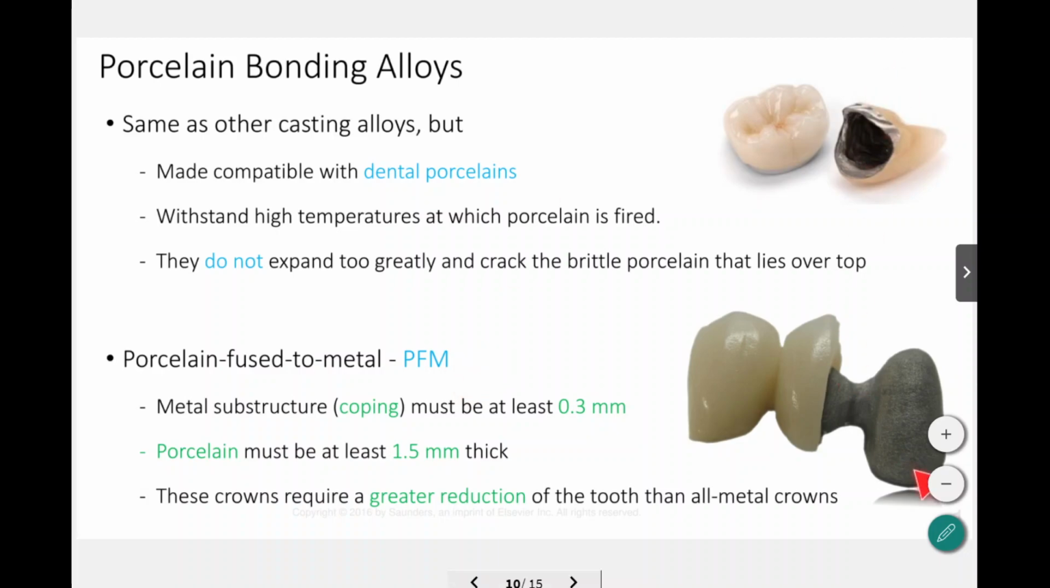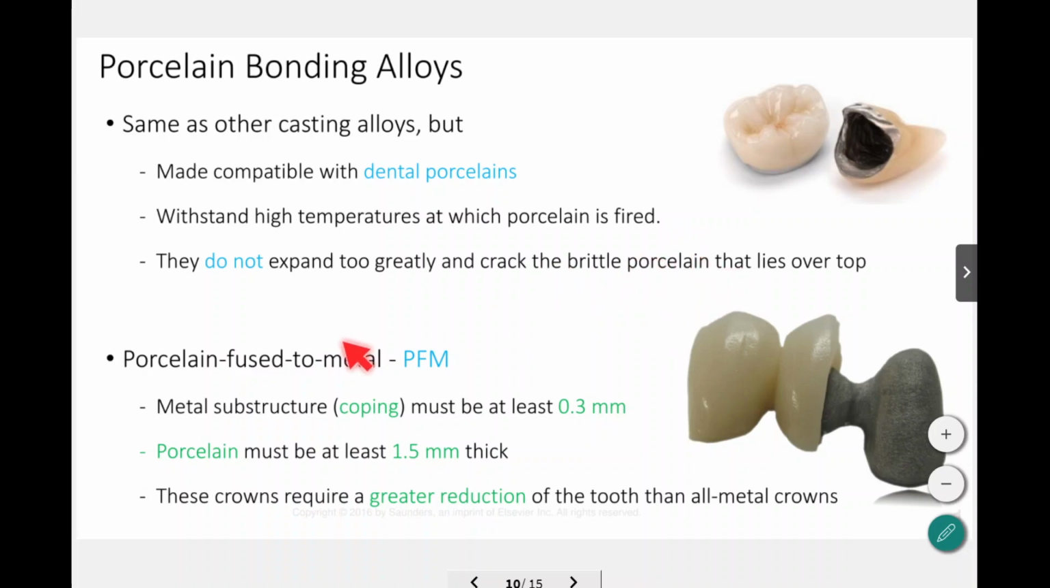So from the name, it's a metal coping. They call this a coping, and it has porcelain fused to it on top of it. We have some alloys that are made specifically to be used with porcelain, so we call them porcelain bonding alloys. They're compatible with dental porcelain because we have to fire the porcelain in hot ovens. These alloys are also made to withstand higher temperatures, and they do not expand that much, so they would not crack the porcelain on top of them.